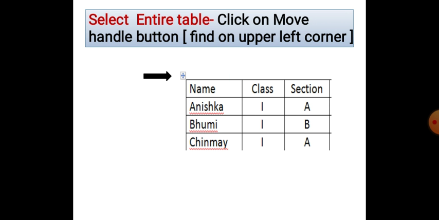To select the entire table, we have another option. There is a move handle button on the upper left corner. If you simply click on that, the entire table will be selected. So these are a few ways to select the rows, columns, cells and table. But the simplest method is the same: we will place our mouse pointer on any cell and drag our mouse pointer to the last cell we want to select in the table. This way also we can select the cells in a table.